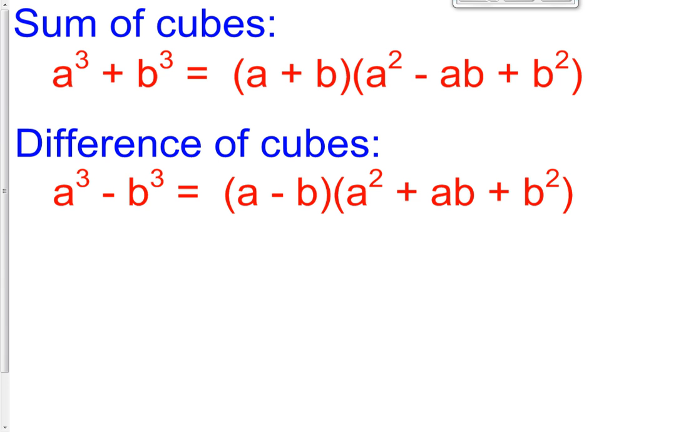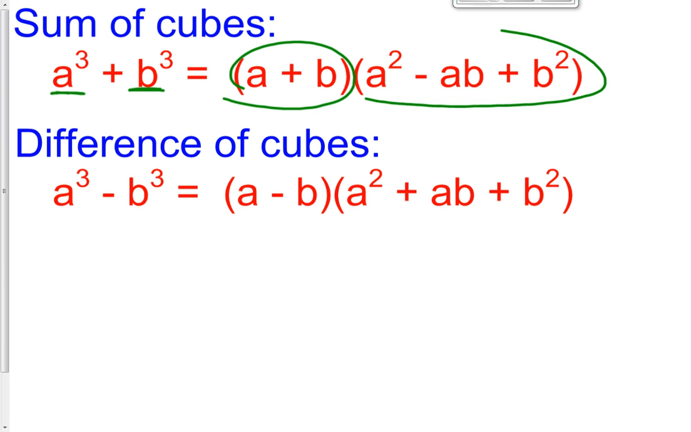Whenever we have a cubed number plus another cubed number, it could always be factored into a binomial and a trinomial. And it's always going to have this look to it. It's always going to be a plus b, so this plus sign is in the middle, and then it's going to go minus, plus in the trinomial. So it's going to be a squared minus ab plus b squared for that trinomial.